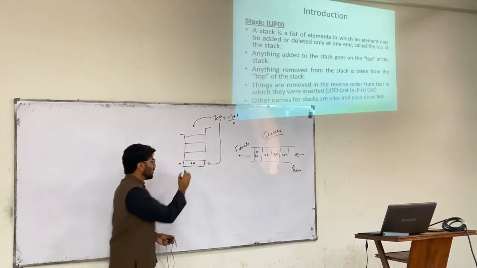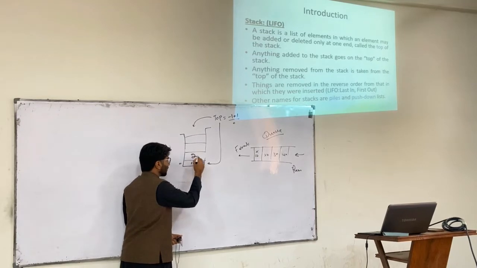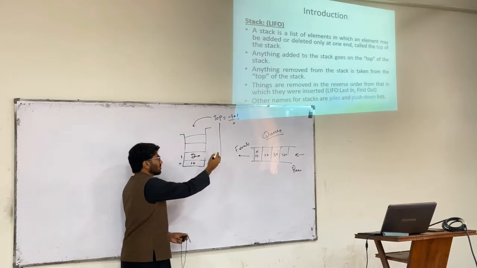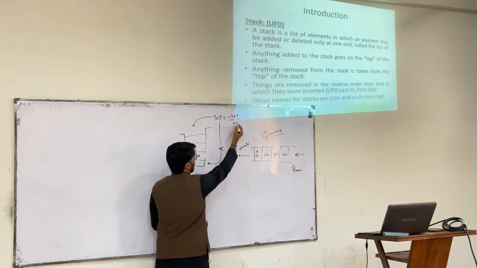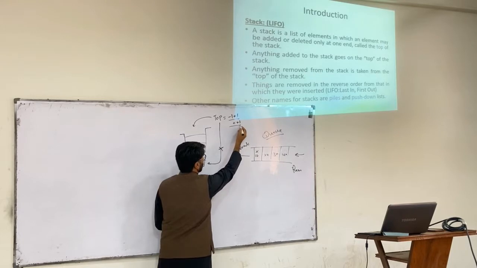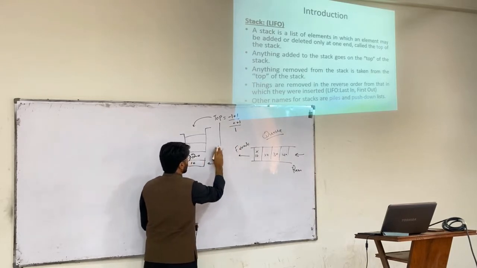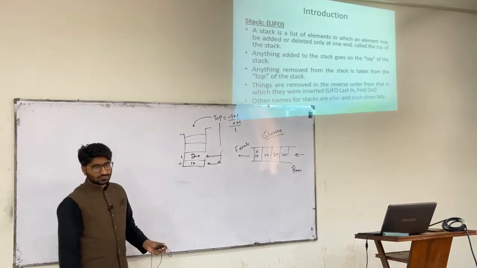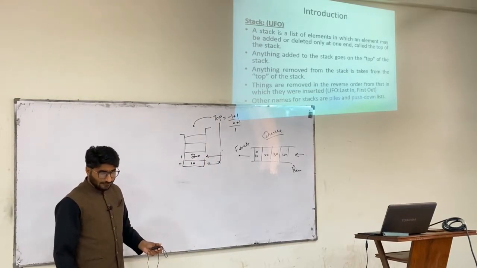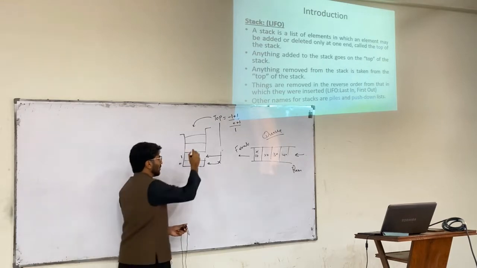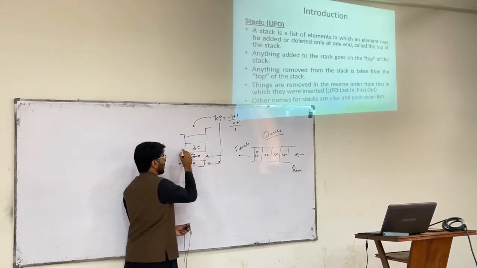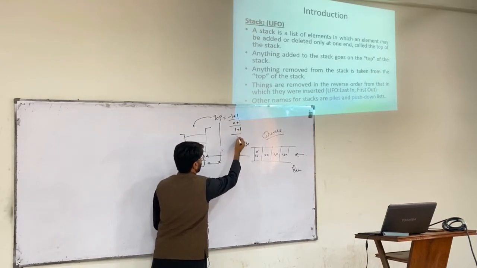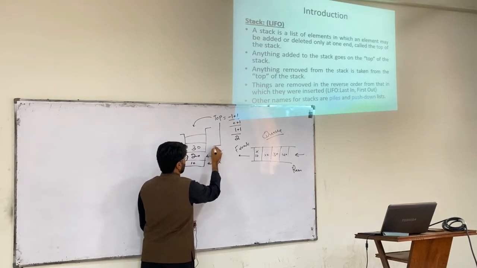If I want to insert the new value 20, it is at index 1. The top will change: increase the value of top by 1, 0 plus 1, 1. Now top will point to this value. Again, if you want to insert a new value, it will be stored on the top. Increase the value of top by 1, it will be 2. Now top points to this one.